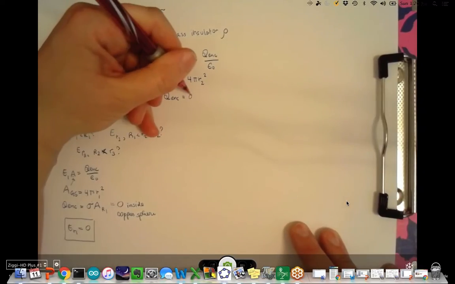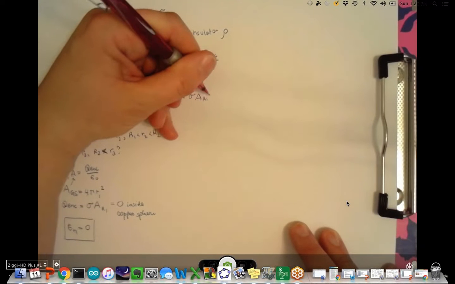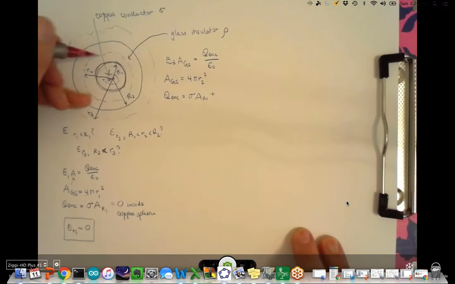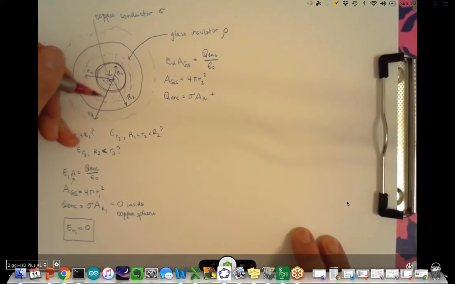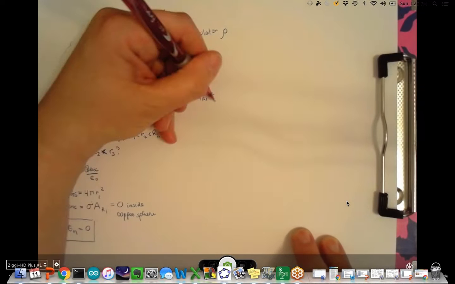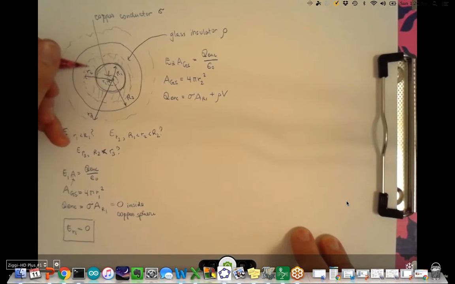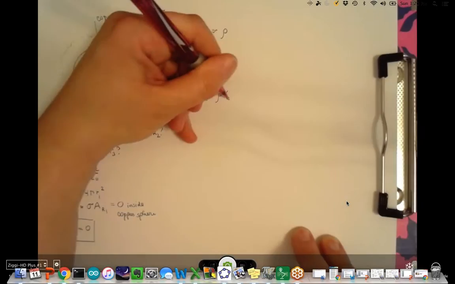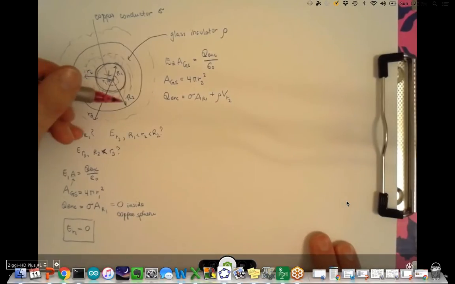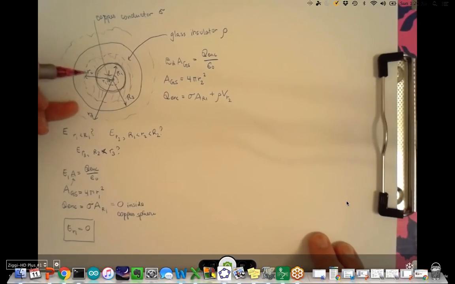So that's going to be sigma times the area of R1, but we're also including this piece out here, which is the volume charge on the glass insulator. So this is also going to be rho times the volume. And that volume goes out to R2. It extends all the way out to big R2, but since we're only looking at what's inside our Gaussian sphere, and that only goes out to little r2, we're only going to put the volume out to that point.